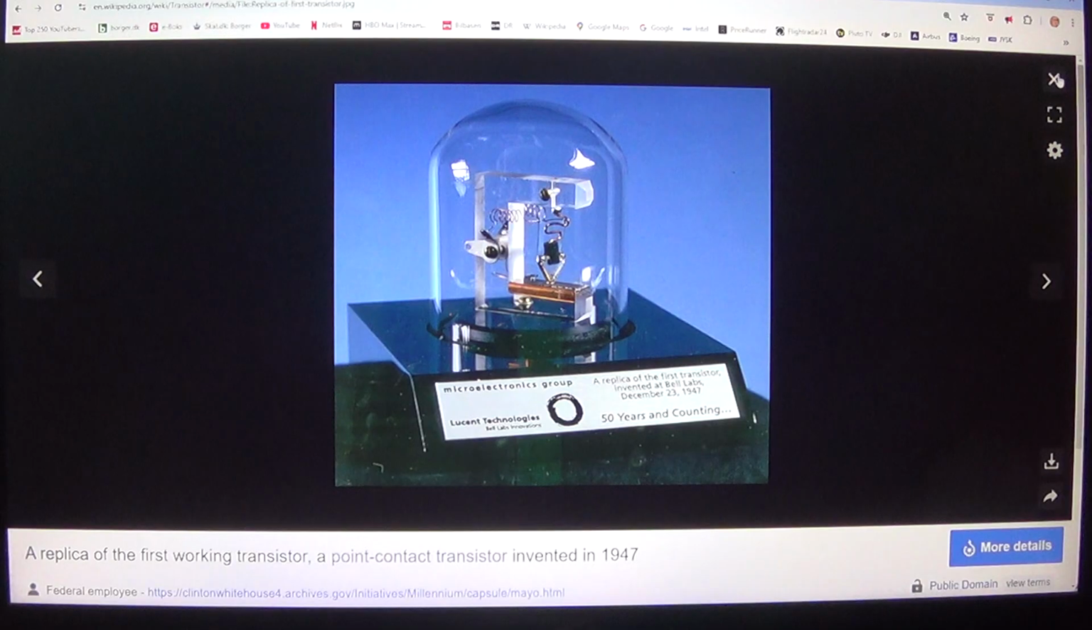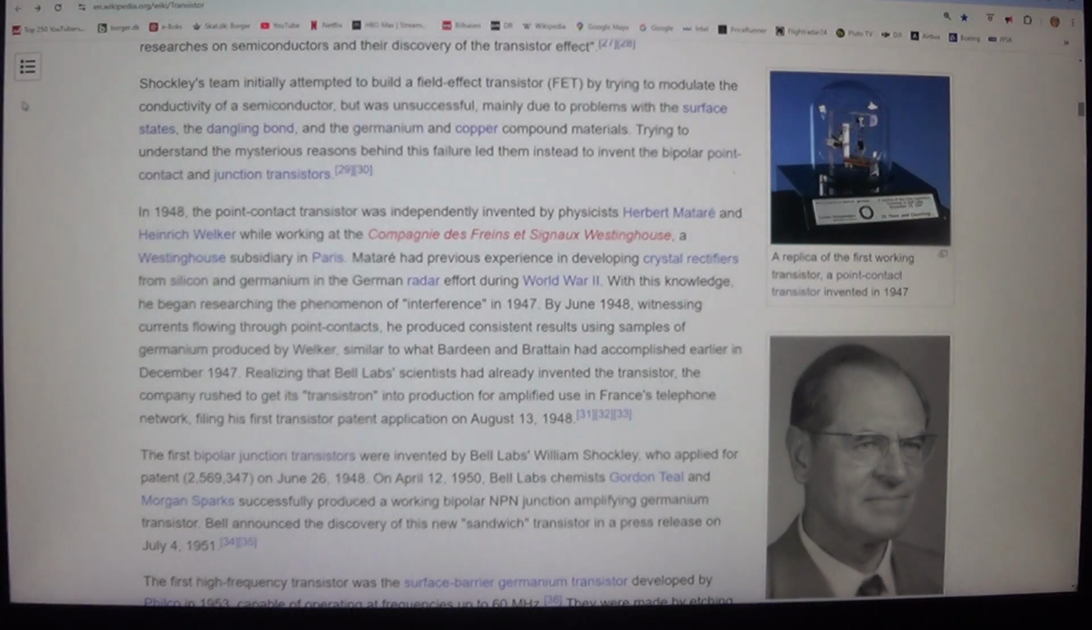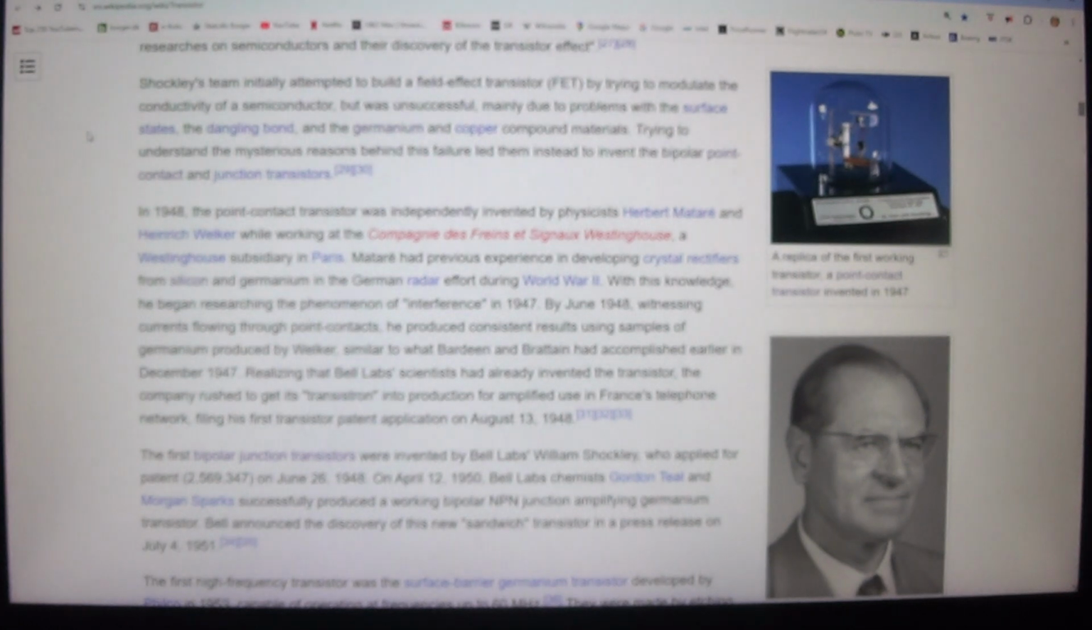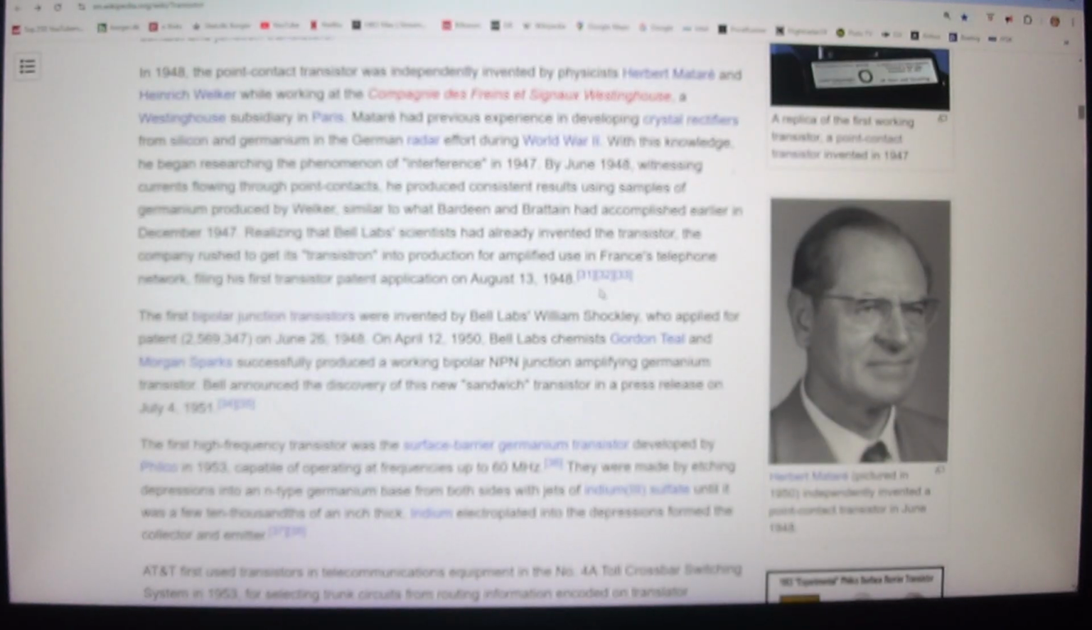Shockley's team initially attempted to build a field effect transistor, FET, by trying to modulate the conductivity of a semiconductor, but was unsuccessful, mainly due to problems with the surface states, the dangling bond, and the germanium and copper compound materials. Trying to understand the mysterious reasons behind this failure led them instead to invent the bipolar point contact and junction transistors.